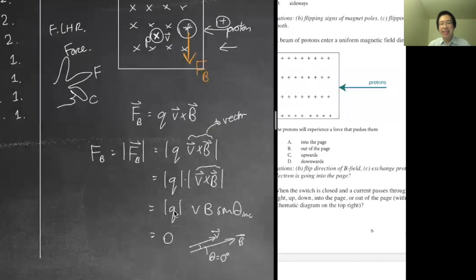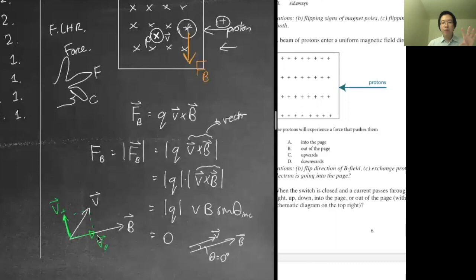So whether this is an electron or a proton, it doesn't matter. It only experiences magnetic force if V is not parallel or anti-parallel to B. If V is at an angle to B, the theory is you should split V into its parallel component and its perpendicular component, and only the perpendicular component is going to contribute to a force.